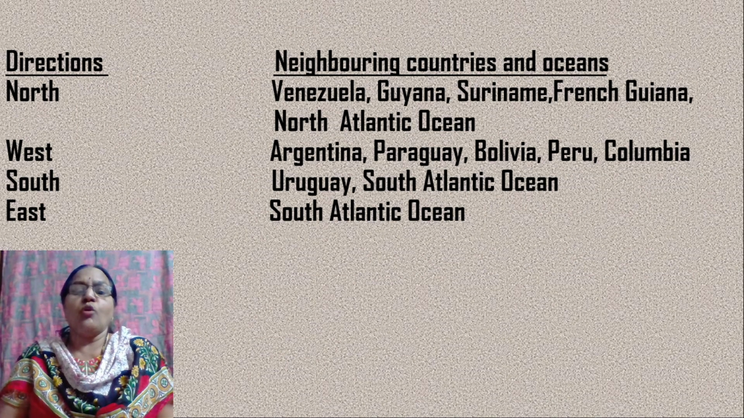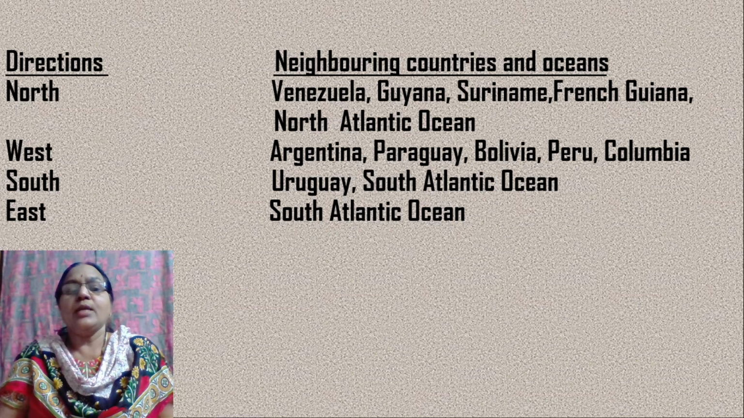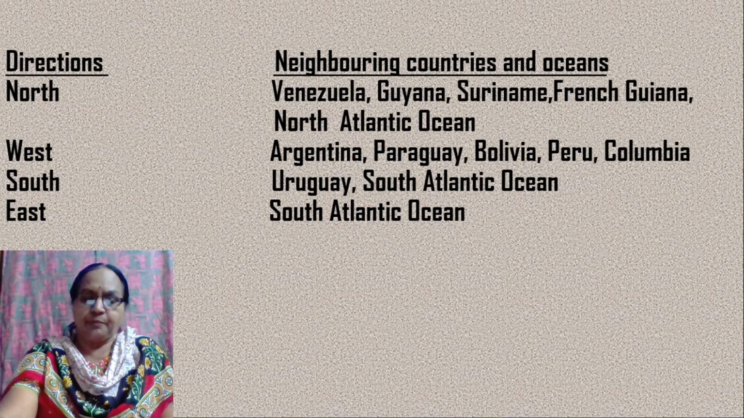Now let's move over to the neighboring countries and oceans. To the north, we have Venezuela, Guyana, Suriname, French Guiana and the North Atlantic Ocean. On the western side, we have Argentina, Paraguay, Bolivia, Peru and Colombia. To the south, we have Uruguay and the South Atlantic Ocean. And on the eastern side, we have again the South Atlantic Ocean.